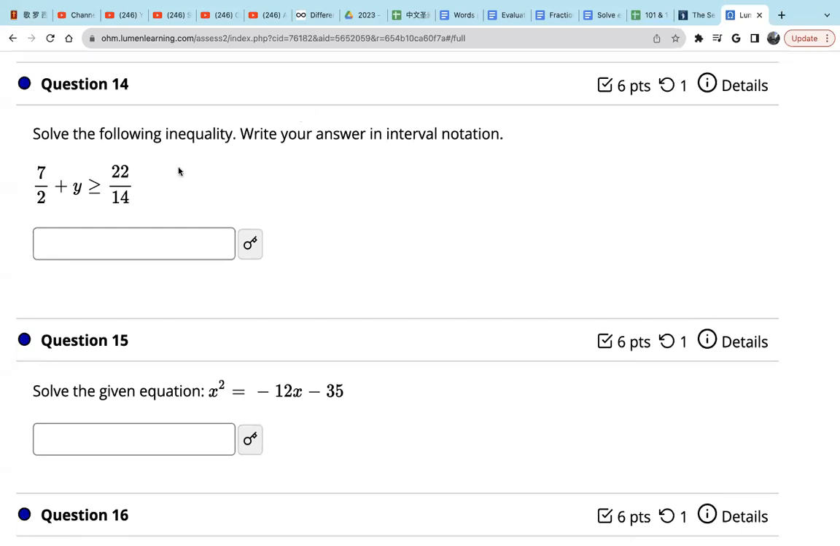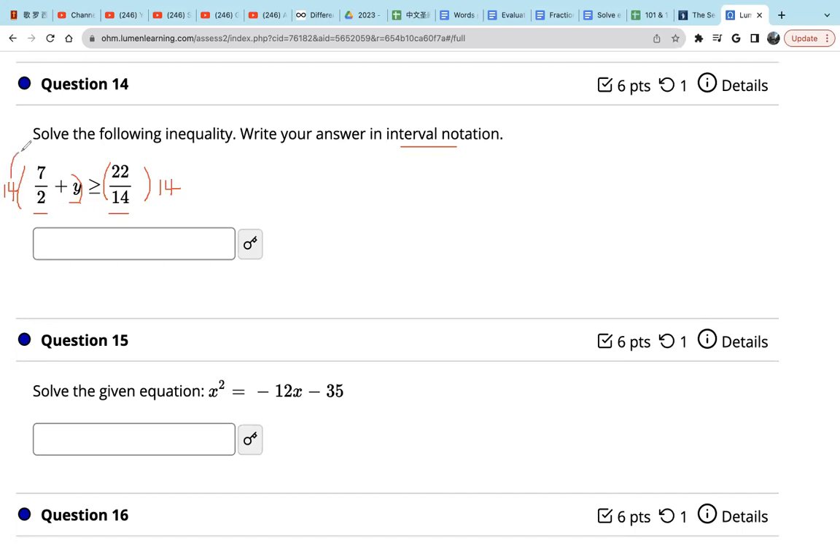Okay, solve this inequality again, then write in interval notation. For this one, we want to get rid of the denominators. We have three terms, right? We have 7/2, we have y, we have 22/14. And 2 goes into 14 seven times, so the common denominator is 14. With inequality, we multiply on both sides, this side by 14 and this side by 14. As long as we do the same operation on both sides, the inequality doesn't change.